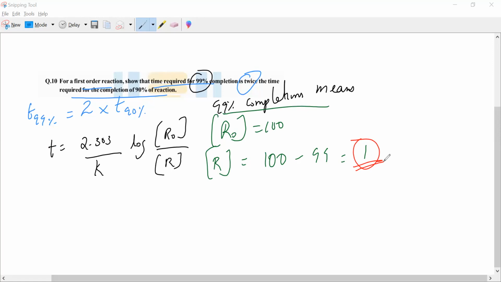The second equation, let me write with the other color, is for 90% completion. Same thing: R naught here is 100. R is equal to what? 10. Because if 90% is completed, only 10% is remaining.